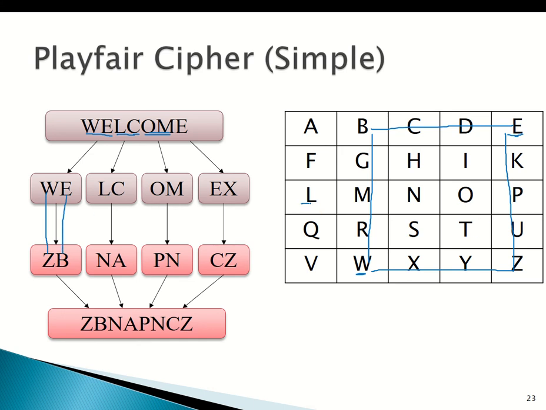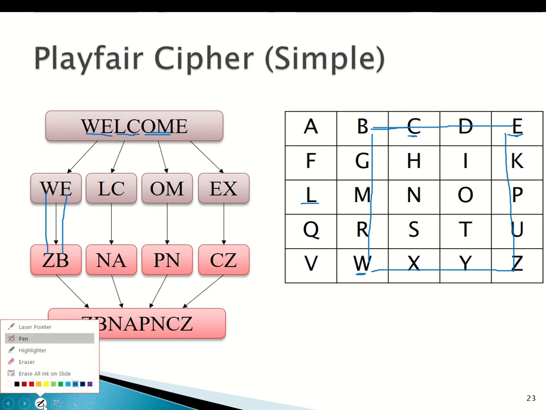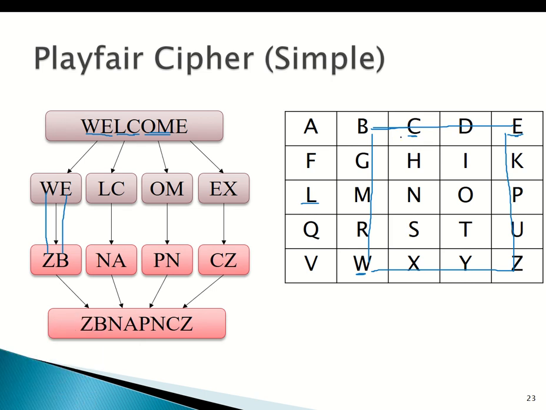Let's take the L and C. Where is the L? This is L, and where is C? This is C. They are also not in the same row or column, so I'm going to draw another rectangle using a different color. This is L, this is C. So C becomes A and L becomes N.